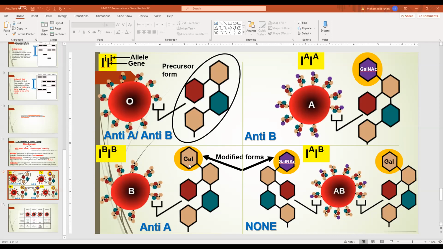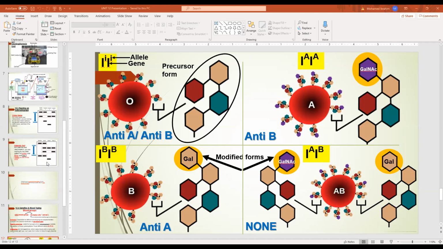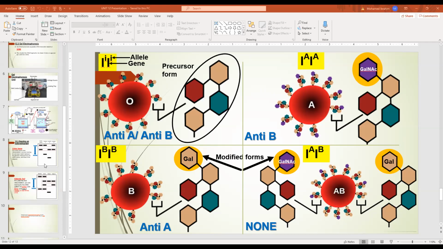What you need to understand, you don't need to worry about all this mess. When you do blood typing, you use known antibody to detect unknown antigen, and that will tell you about the blood typing. Okay, so that was for blood typing, so remember this.